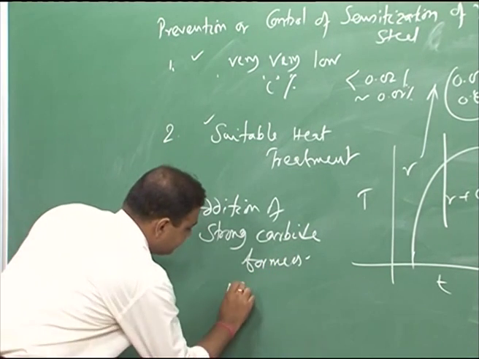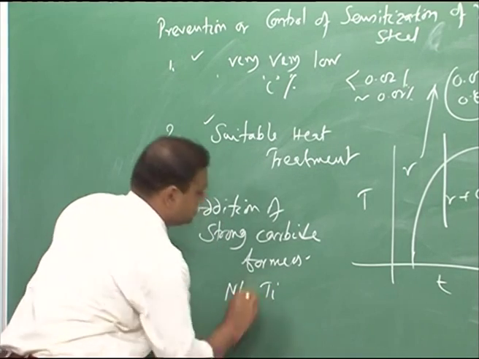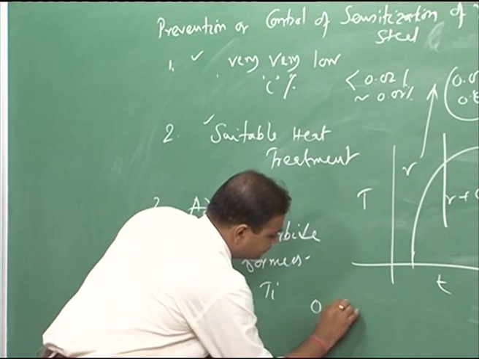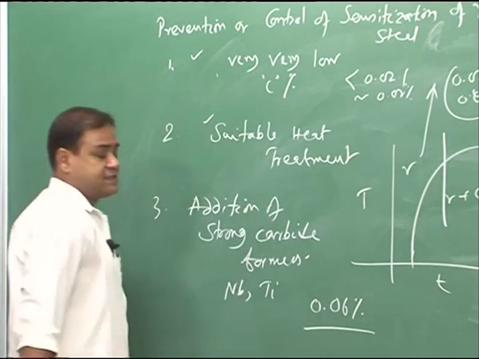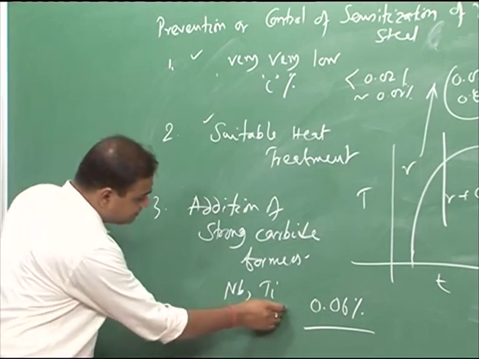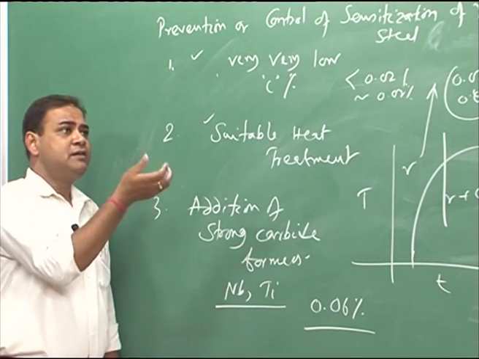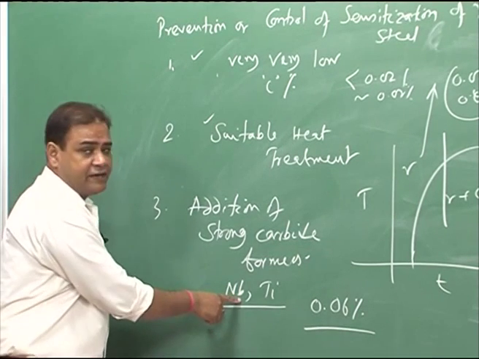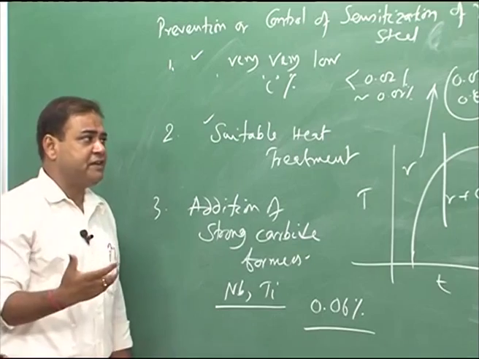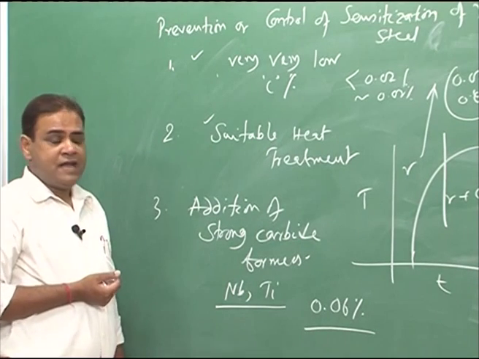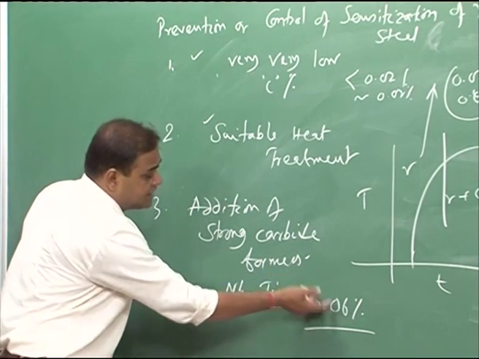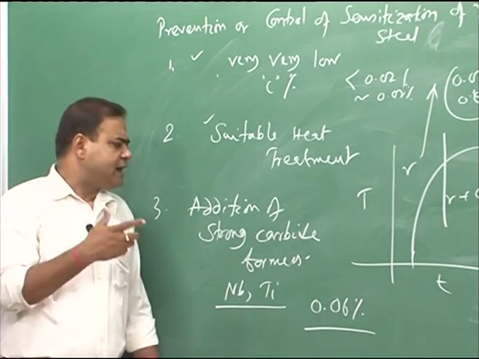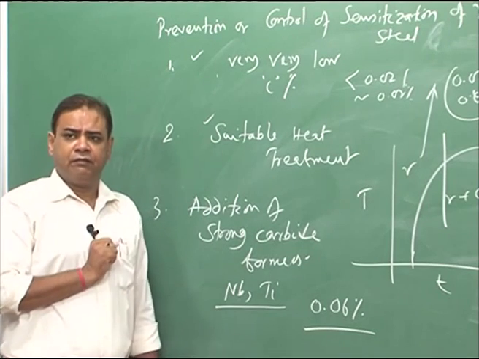And the third is addition of carbide formers like niobium or titanium. What will they do? Let us say the carbon content is 0.06% in the austenitic stainless steel. Now, these elements are added when the steel is made, and they are very strong carbide formers. They can take up the excess carbon and form carbides, and those carbides may also form along the grain boundary. No problem.